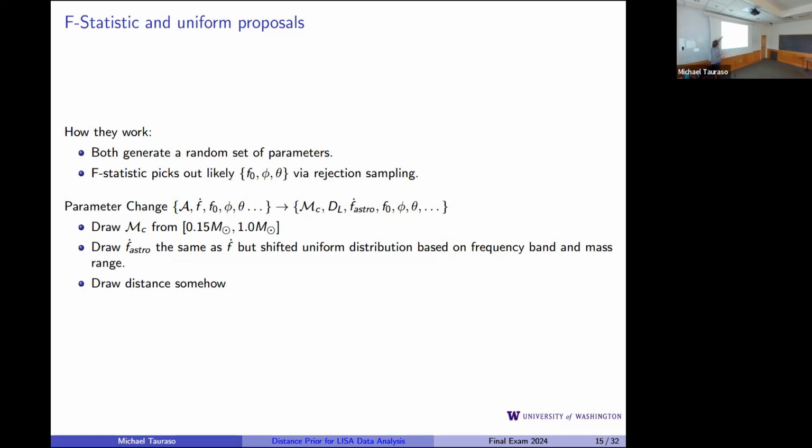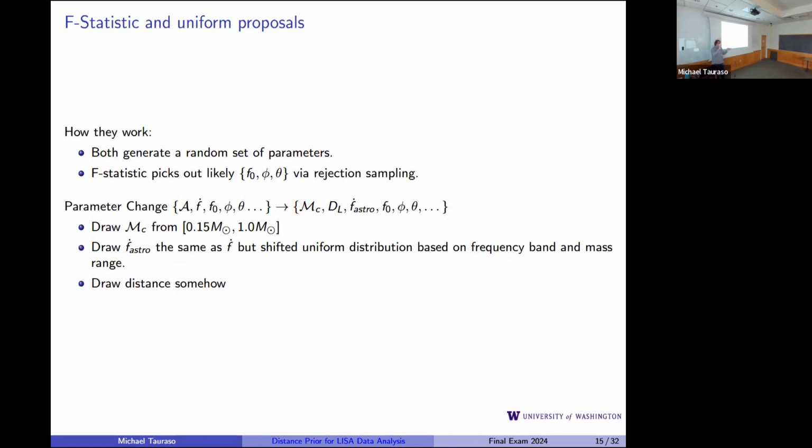But when we change parameters, we now have to draw chirp mass from somewhere, so we're just picking a physically reasonable range of chirp masses, and it's just a uniform distribution. When we draw F dot astro, we draw it essentially the same way that F dot was drawn before, except we use the chirp mass and the frequency in order to alter the range.